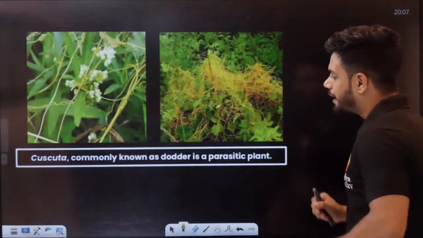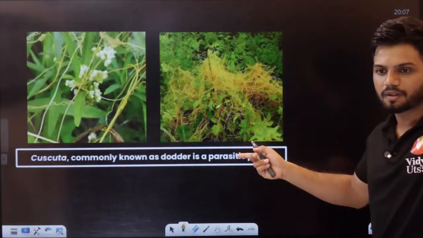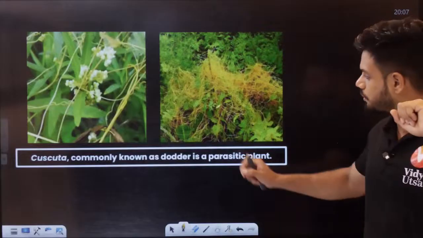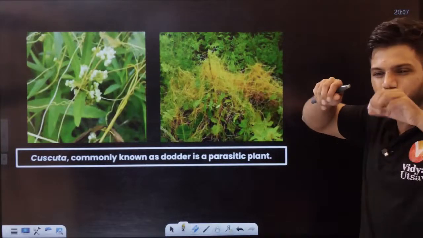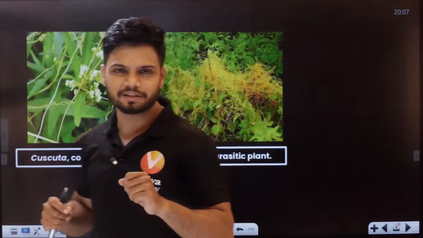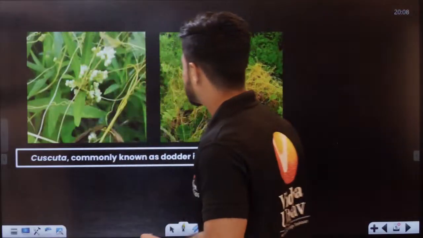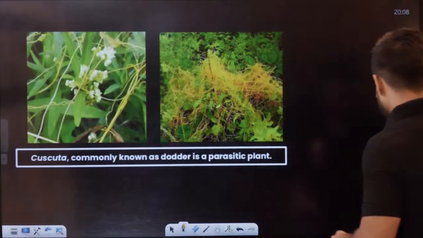Now there is one more plant called cuscuta. How many of you have seen this? Raise your hands. Like this bushy thread-like structure on the trees, especially on your banyan tree. Now these are called cuscuta. They are parasitic in nature. They have lost leaves, they do not have roots, nothing. They derive nutrition from the host. Parasitic in nature. Okay, cuscuta.